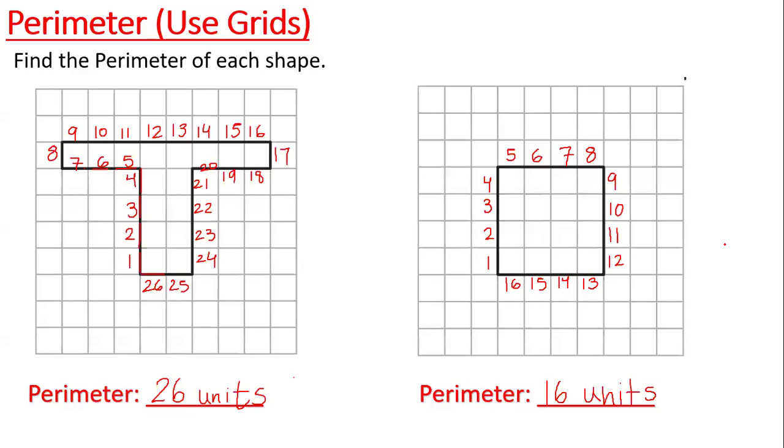And so if you look at the square, we did 1, 2, 3, 4, 5, 6, 7, 8, 9, 10, 11, 12, all the way till we reach 16. And that's how we get it. You have to count all of them. Does that make sense to you? I understand. Okay, good. All right, so moving right along.